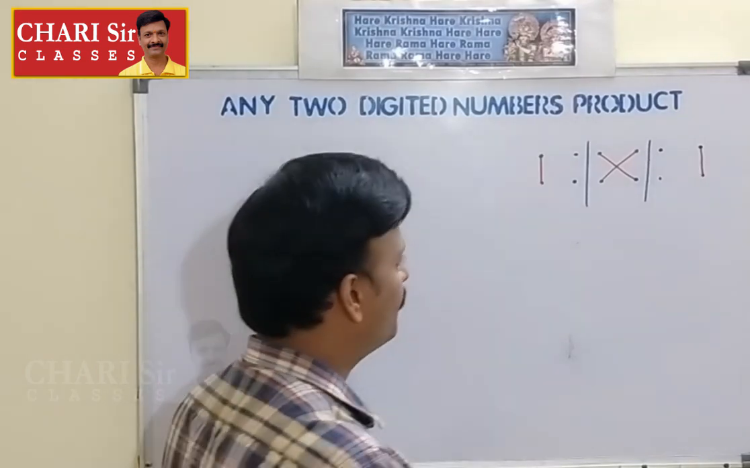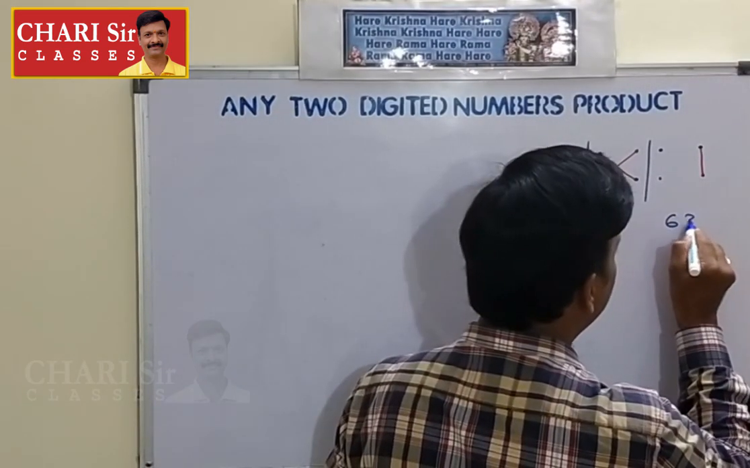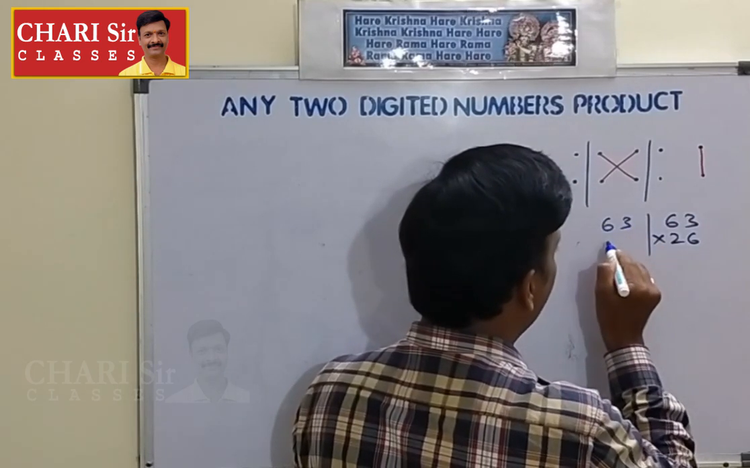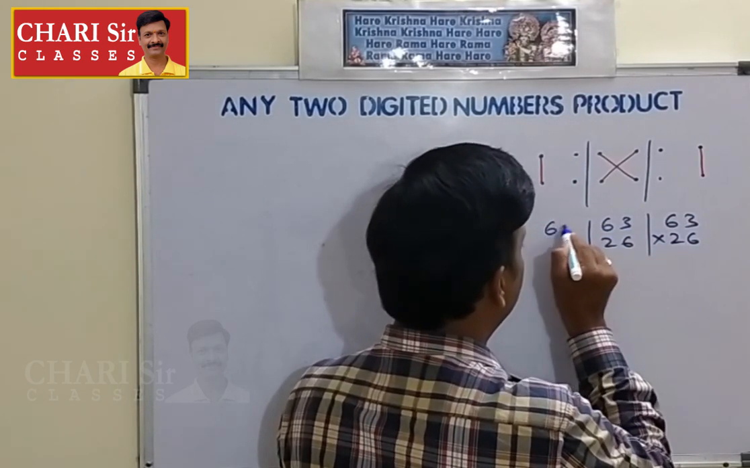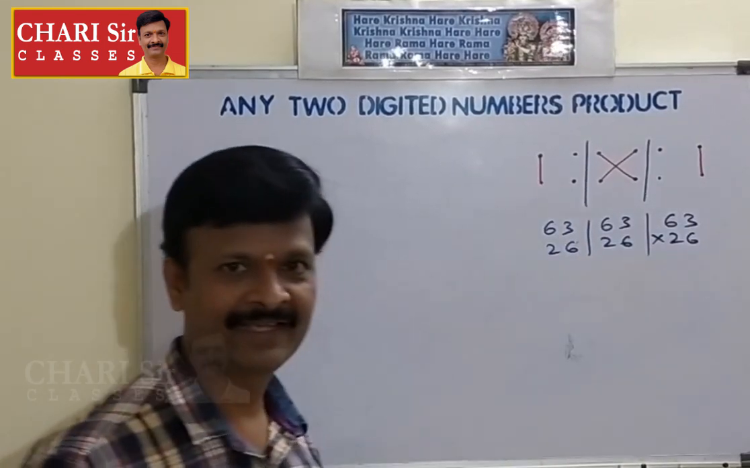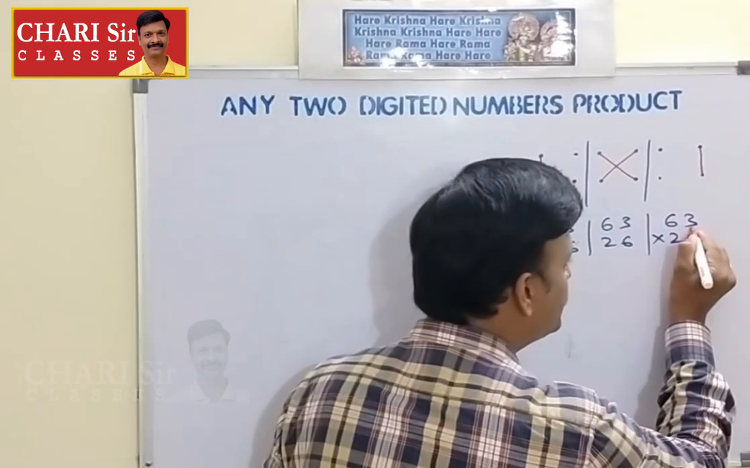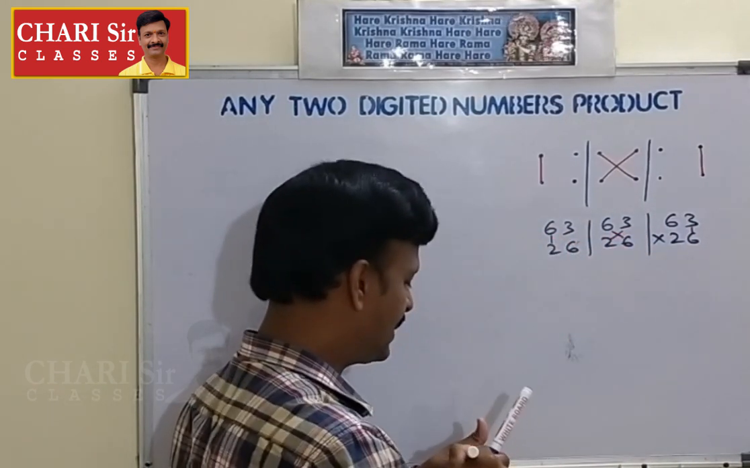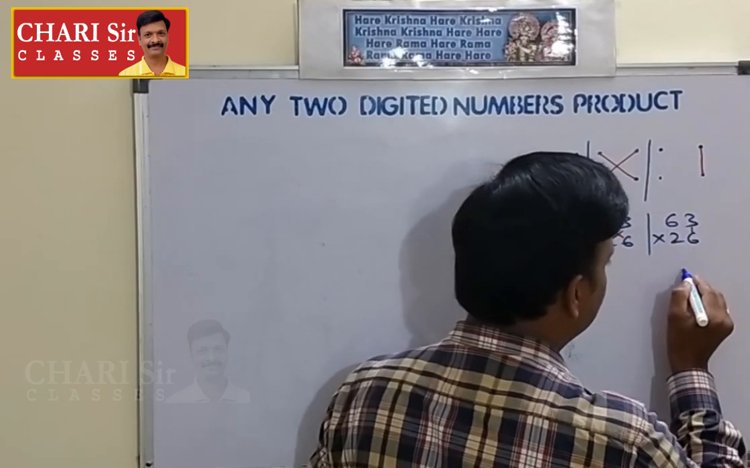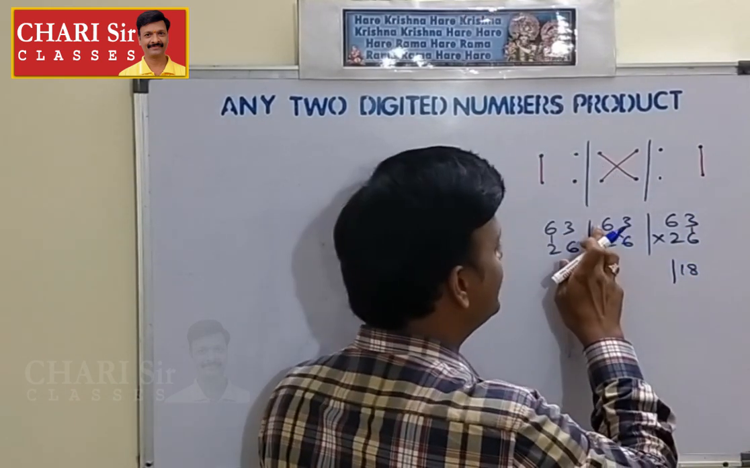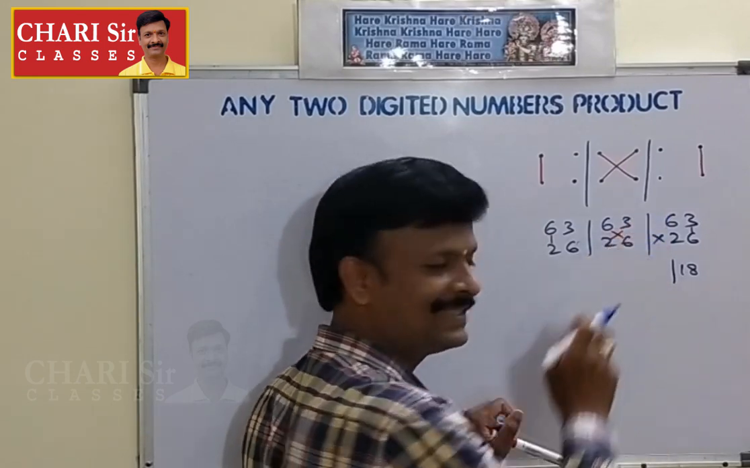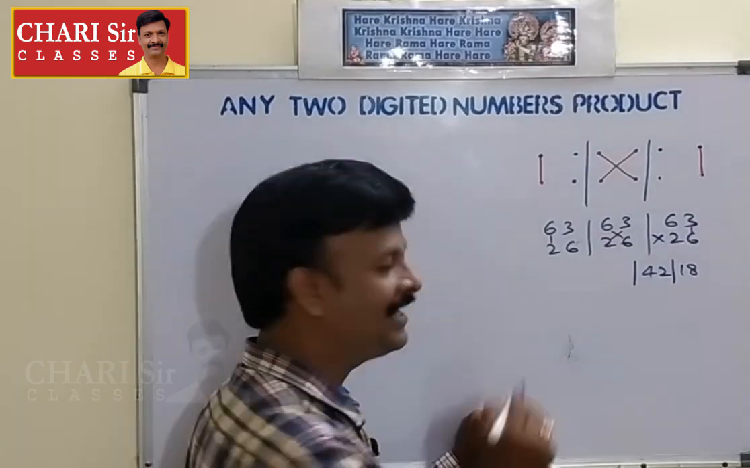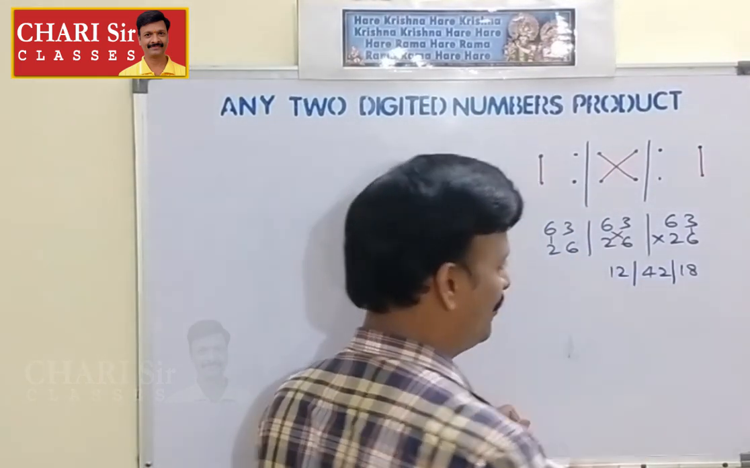For example, we take 63 into 26. So let's write down 63 and 26. Now what we do here, these 2 digits first. Let's try: 3 sixes are 18 here. 6 sixes are 36 plus 2 threes are 6. 6 plus 36 is 42, write down here and put the partition, and 2 sixes are 12, write down here.